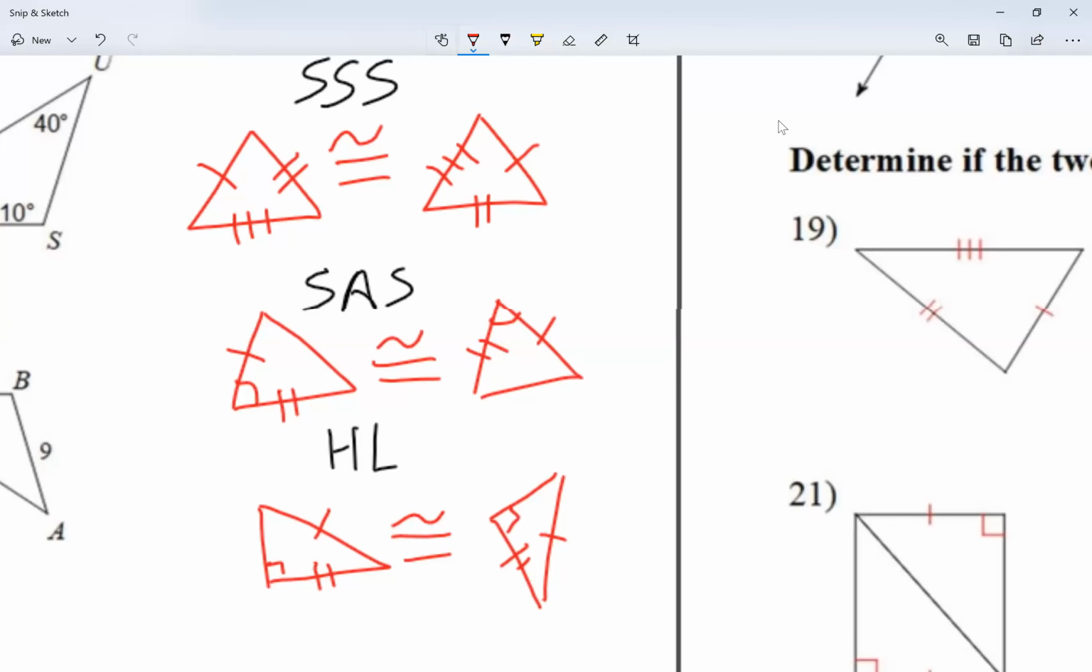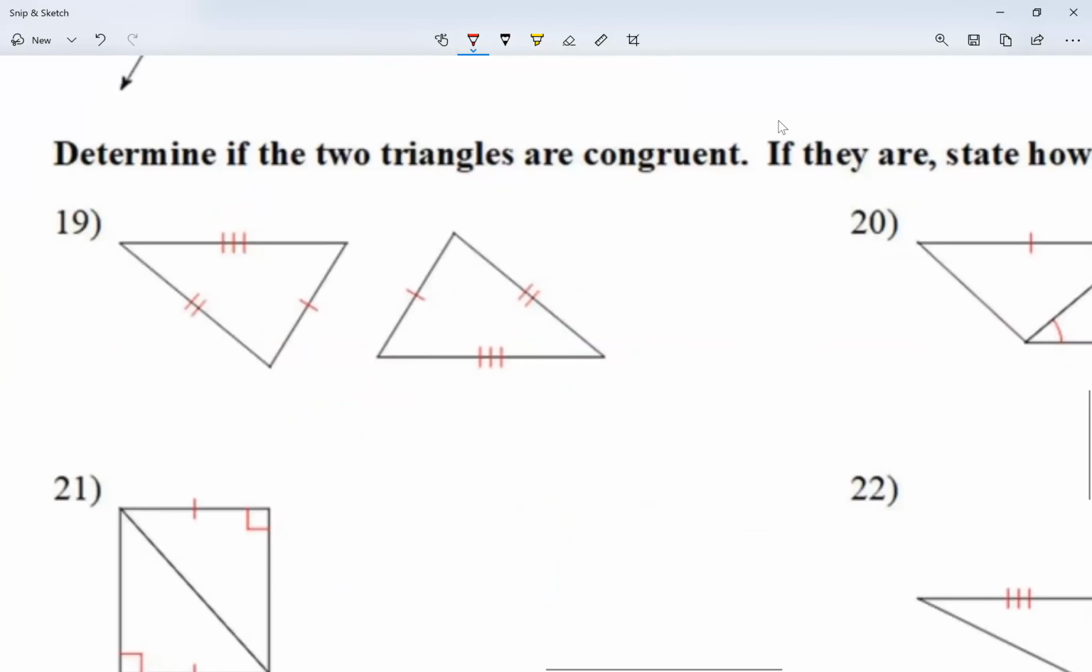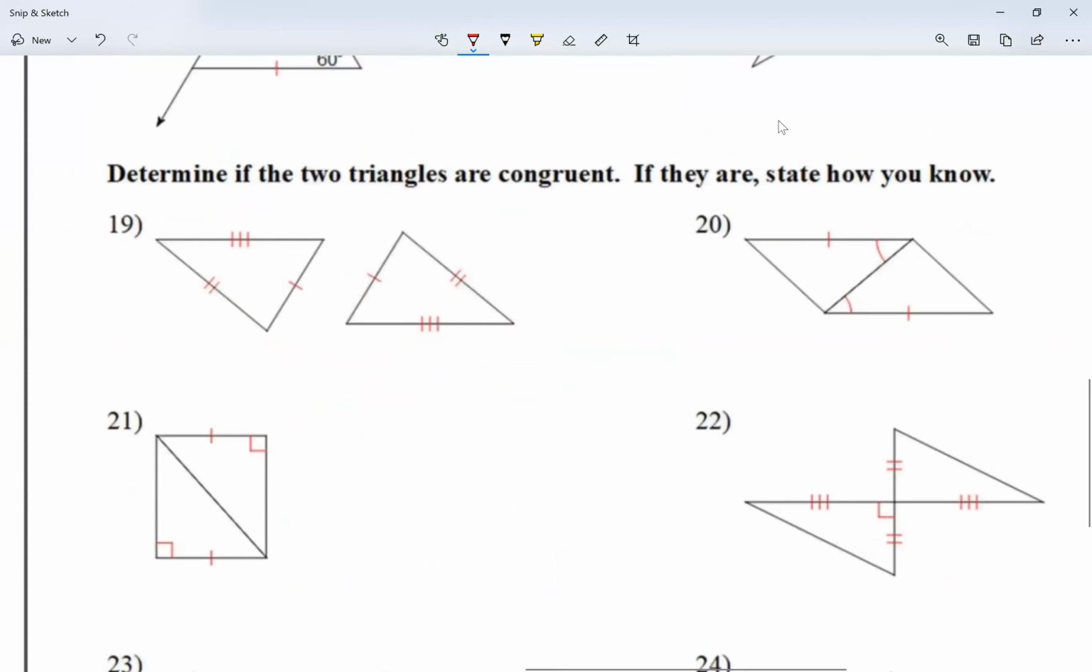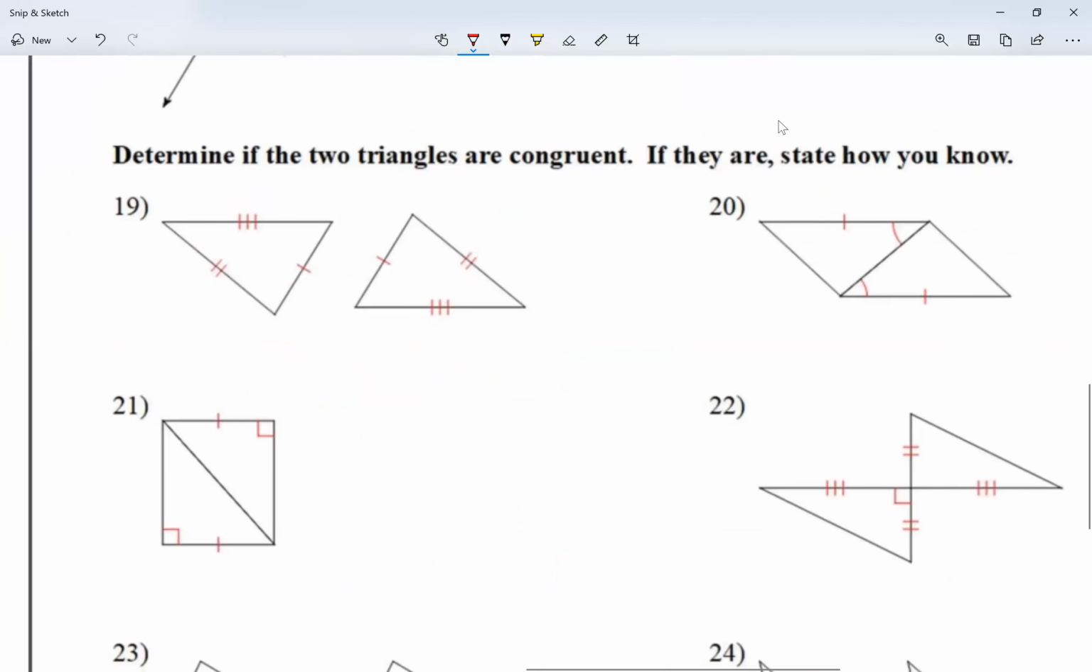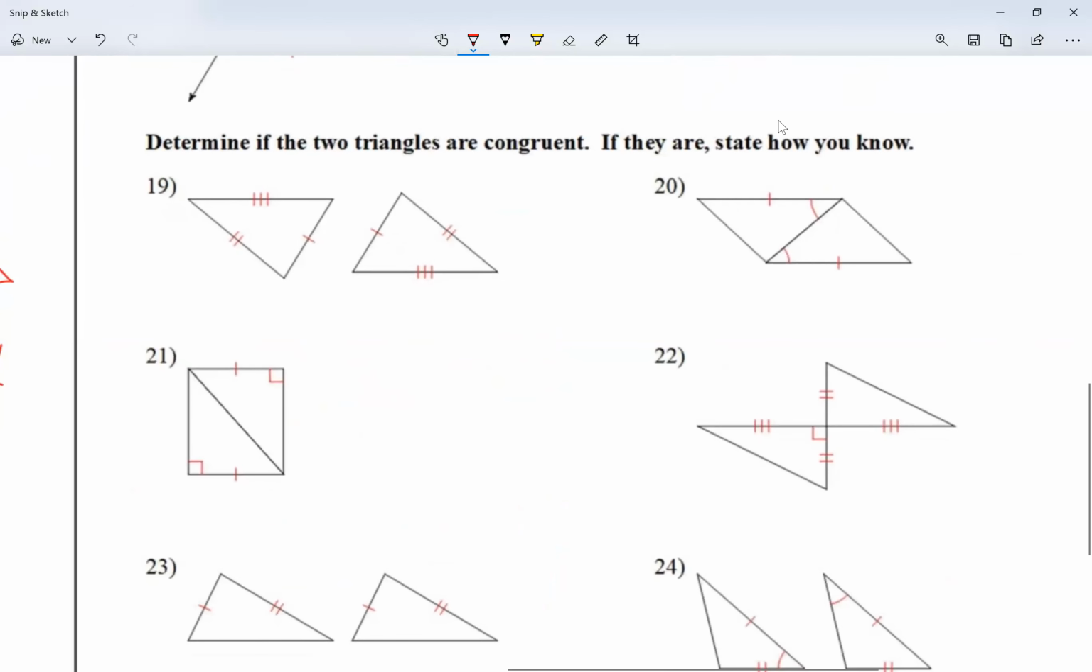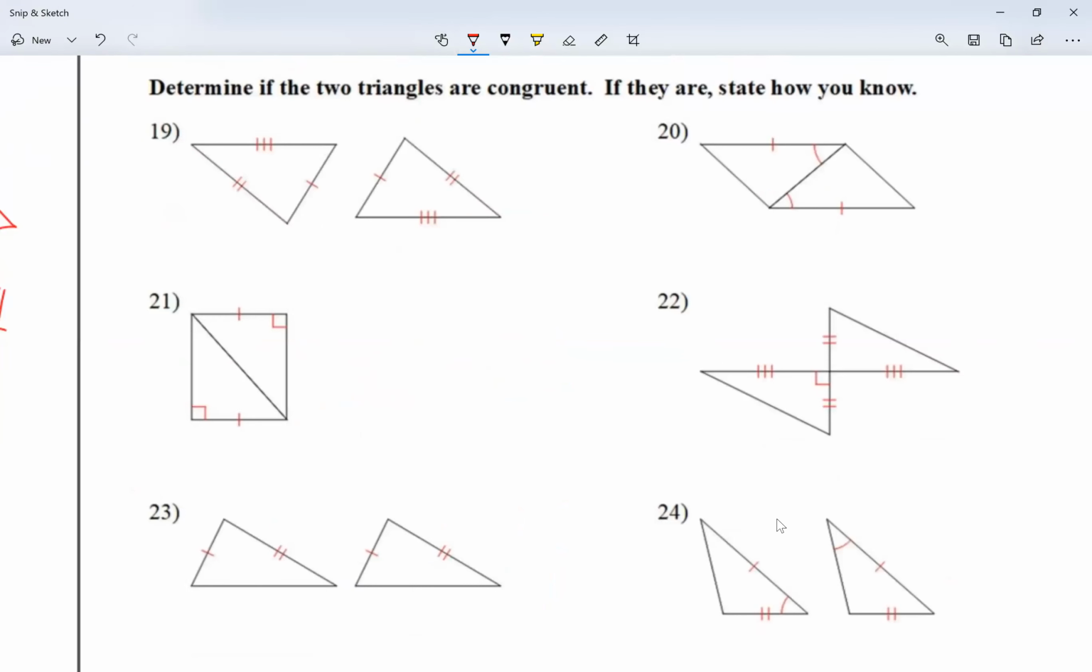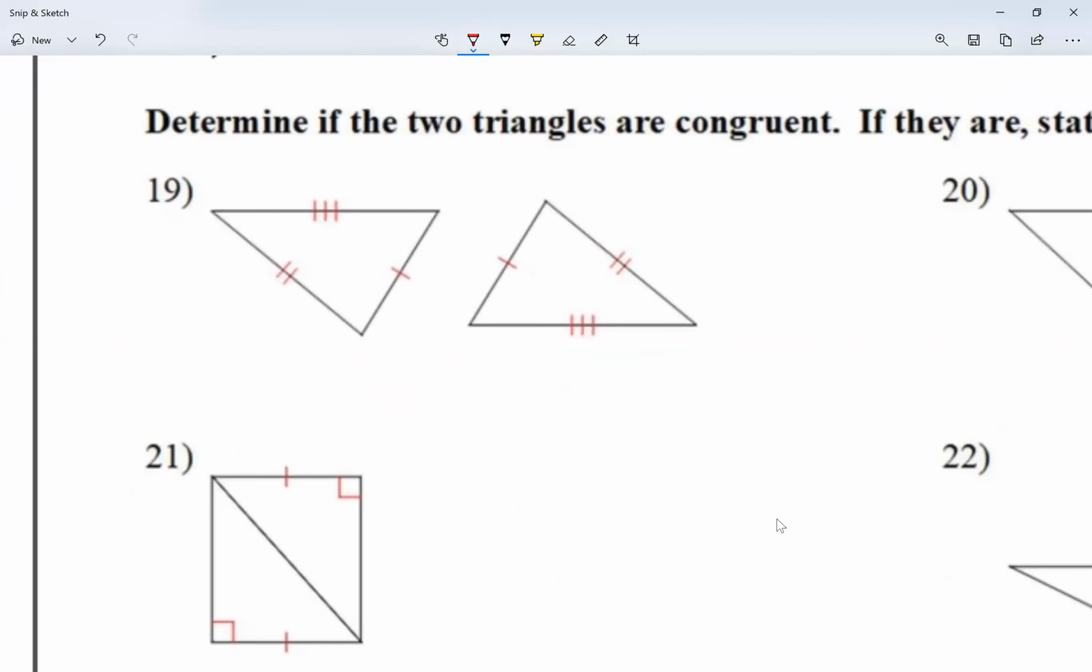Okay, so let's take a look at question number 19. For 19 through 24, I'm asking you to determine if the two triangles are congruent. If they are, state how you know. What I'm going to do is say which one of my three rules works: side, side, side; side, angle, side; or hypotenuse leg. Well, I'm not going to say one of them should work, because sometimes neither of the three works.